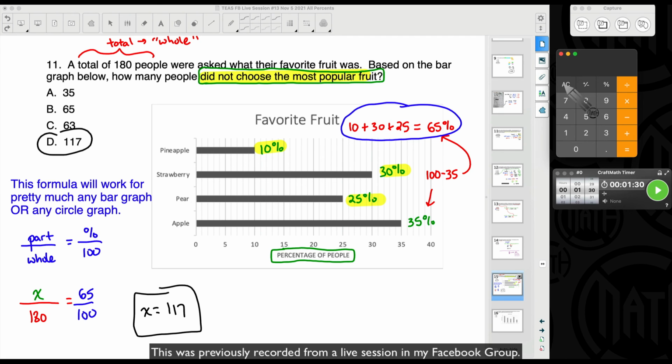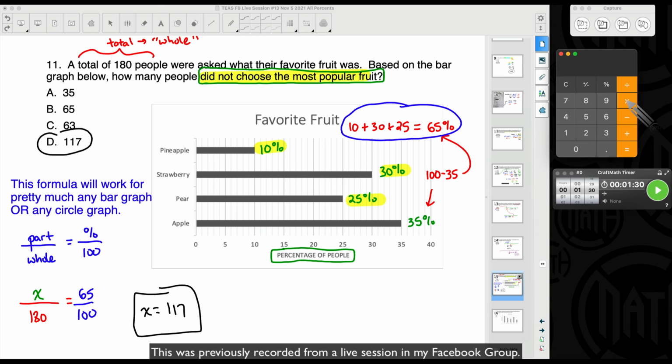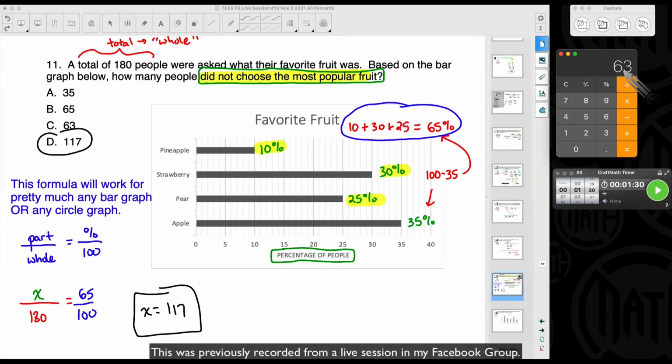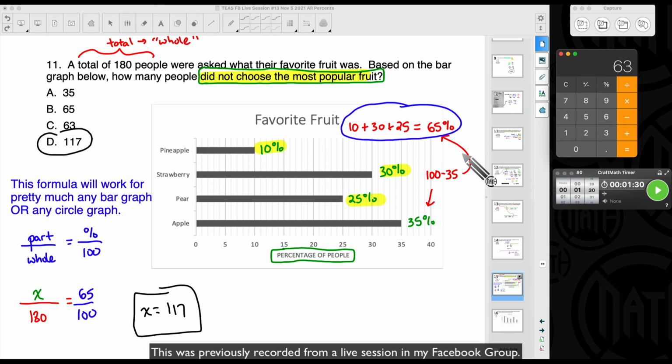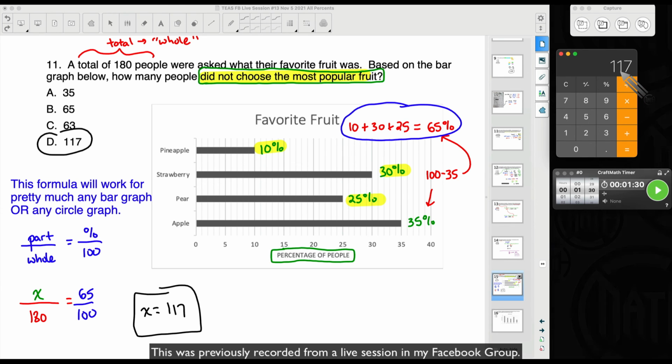Some of y'all might have done this. Some of y'all might have found 35% of the 180. Let's do that. Let's find 35% of the whole of 180. This represents the people who did pick apples, the most popular fruit, but we want the ones that did not. So we can take 180 and subtract the 63 people that did pick apples. There you go. Same answer yet again.